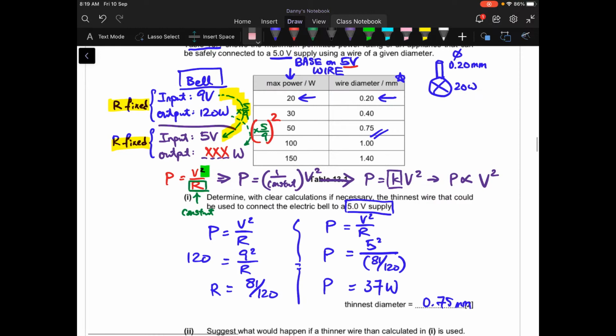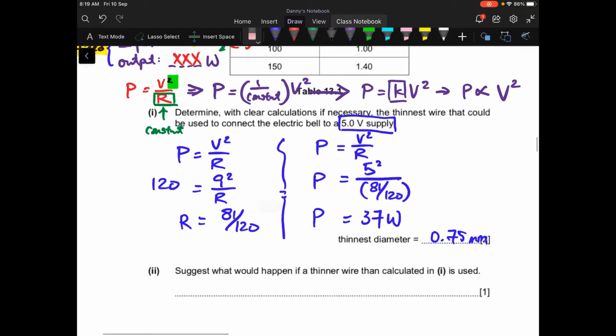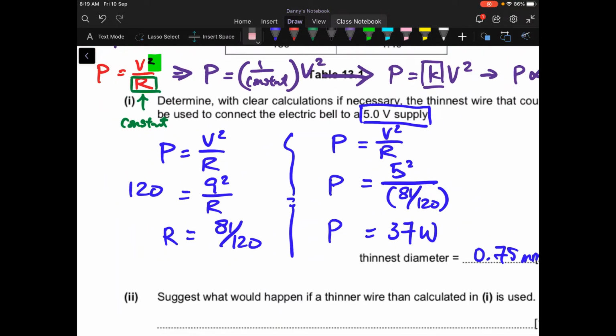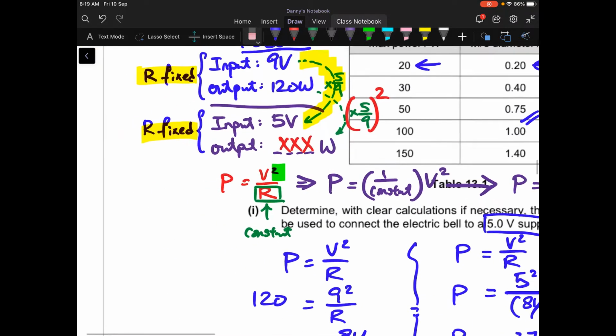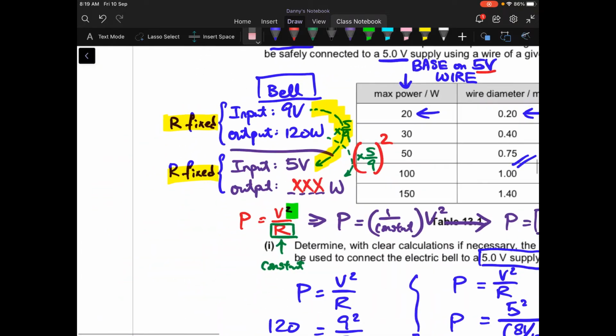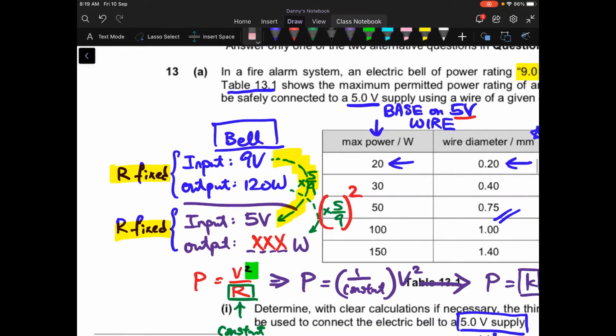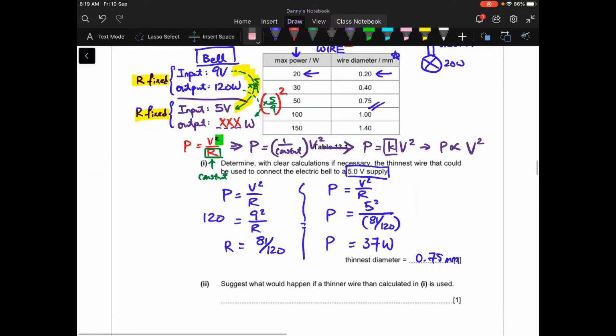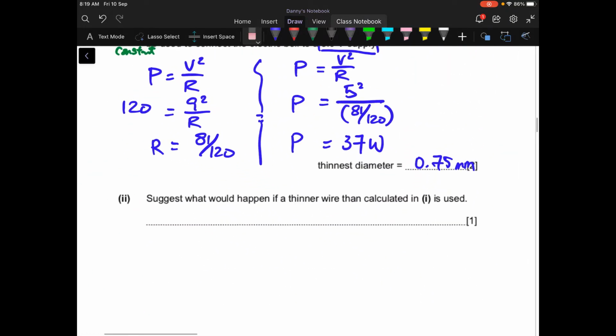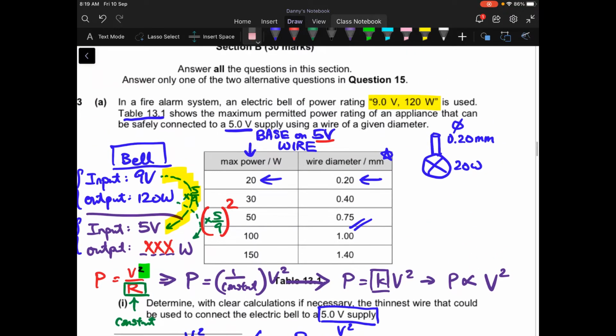But if you find that this is quite difficult to grasp, and your mathematics is not very good, what I suggest is do it step by step. Find the R first. What you need to remember is, my appliance's resistance is going to stay constant whether I use a 9 volt supply or a 5 volt supply, my resistance should be the same. Okay, so that's one way of doing it.